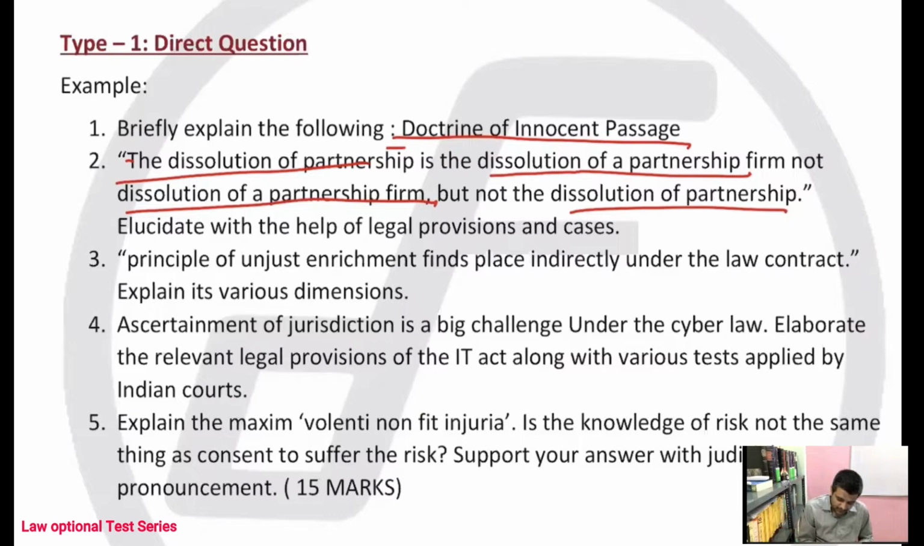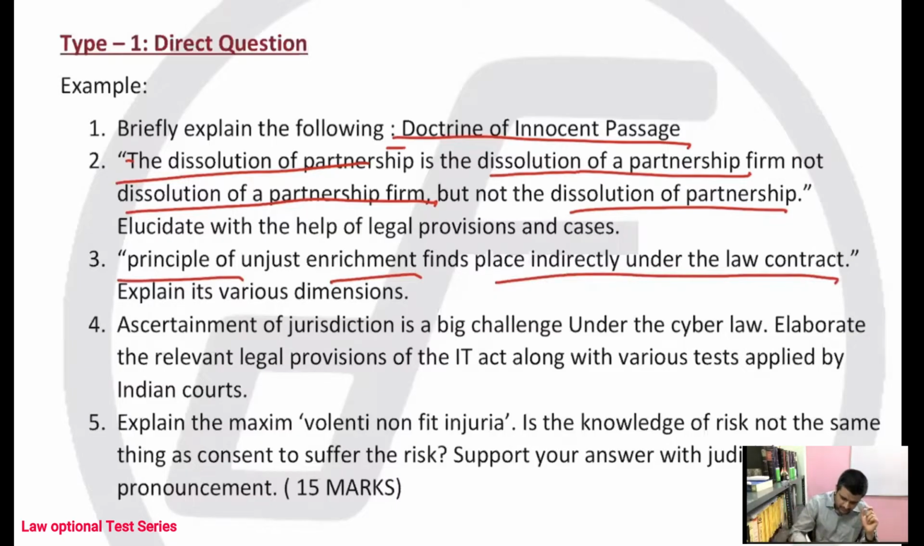Similarly, the principle of unjust enrichment finds its place indirectly under the law of contract. Now, if you look at the unjust enrichment principle, equity and good conscience dictate that a person should not be allowed to take benefit of his own wrong, or enrich himself at the expense of others. Understand? Very specific question. This is the section, this is the answer, with the case law.